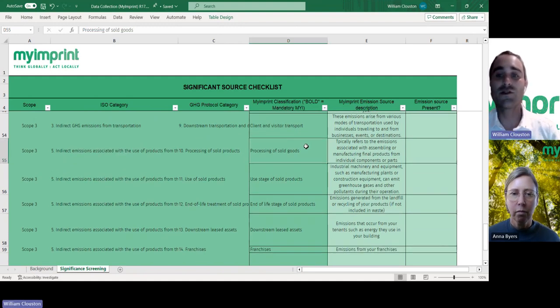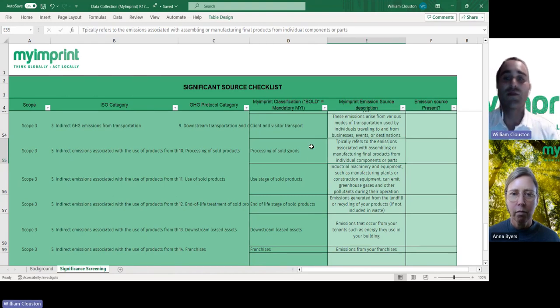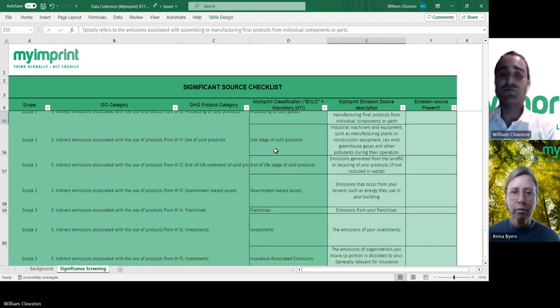Processing of sold goods, so this typically refers to emissions associated with assembling or manufacturing final products from individual parts. So an example is if you're manufacturing some sort of battery or electronic piece, the emissions that are generated after your product is sold.